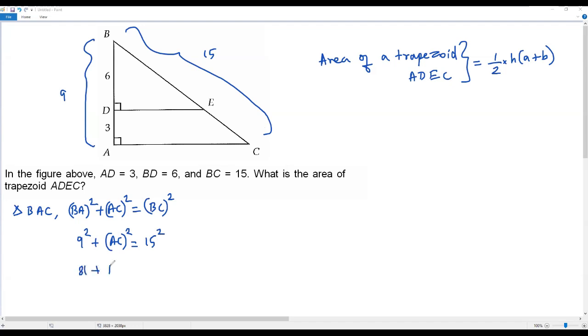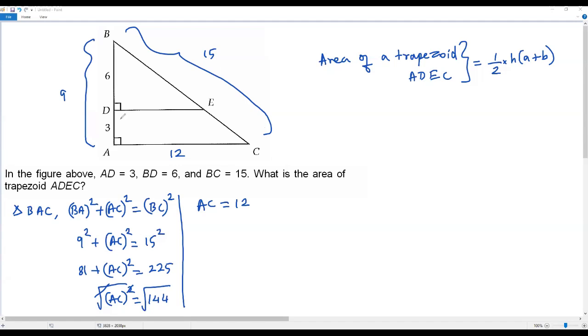So 81 + AC squared equals 15 squared, which is 225. If I subtract 81 from both sides, I'm getting 144 on the right side. Now to get the length of AC, I have to get rid of the square. For that, I'm taking the square root on both sides, so the square root and square will cancel out. Usually when I take the square root on both sides, we have to consider a positive or negative sign for one of the square roots. But here the negative sign will not work because AC represents the length of one of the legs of the triangle. It can never be a negative number. So we get AC equals the square root of 144, which is 12. Now I have the length of the leg AC, that is 12.